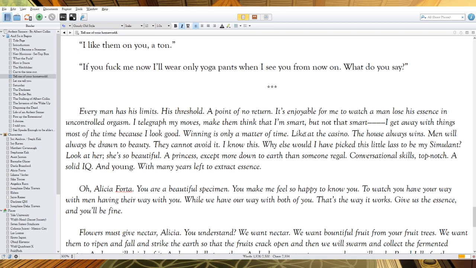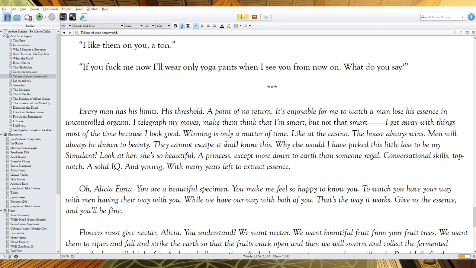Men will always be drawn to beauty. They cannot avoid it. They cannot escape it. And I know this because I am a confident speaker. An inner dialogue. They cannot escape it, and I know this. Why else would I have picked this little lass to be my simulant? Look at her. She's so beautiful, a princess. Except more down to earth than someone regal. I just want this.